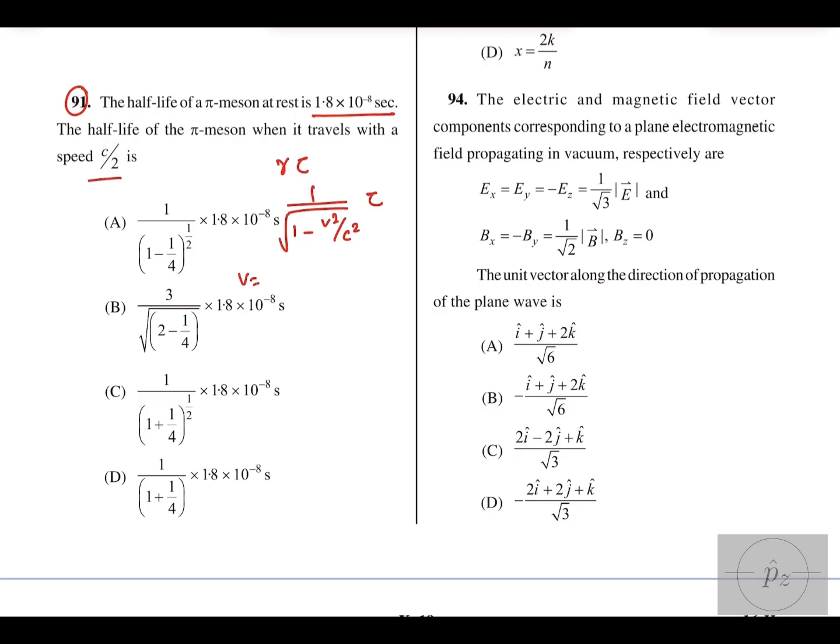So we put v equal to c by 2. So this thing is now 1 by square root of 1 minus 1 by 4 times tau. So option A is the correct answer.